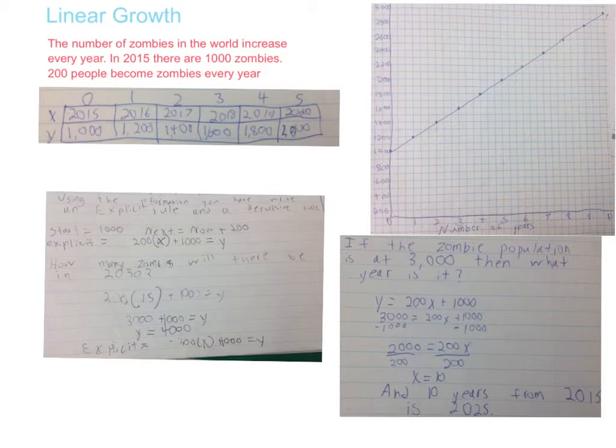For our second problem, if the zombie population is at 3,000, what year is it? If we use our equation again, y equals 200x plus 1,000, we can plug in 3,000 for y. So it will be 3,000 equals 200x plus 1,000. The first step would be to minus 1,000 from each side, getting 2,000 equals 200x. And you would need to divide by 200 on each side to get rid of the 200. And you should get 10. So 10 years from 2015 is 2025.